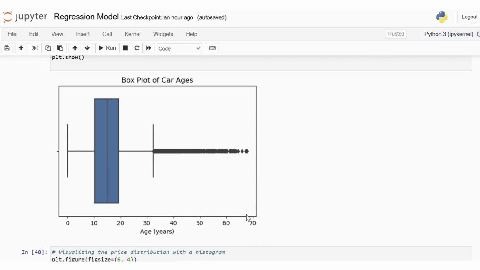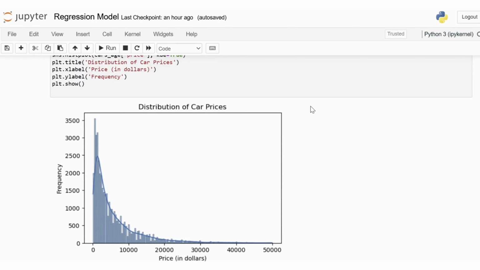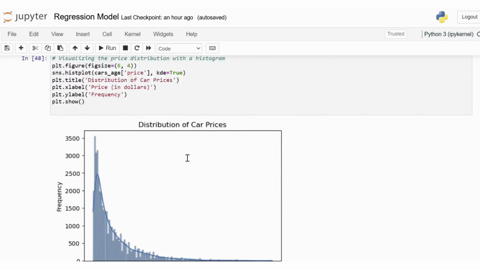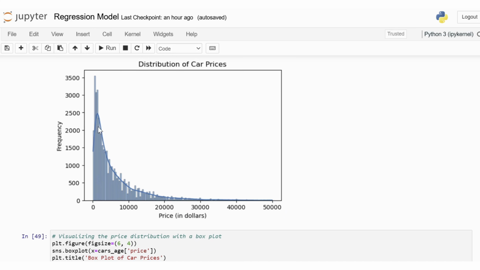Now, let's take a look at the histogram for the price variable. This type of plot helps us understand the distribution of car prices in our dataset. So here each bar represents the frequency, the count of car prices within a certain range. And the smooth curve over the bars represents the probability density of the car prices, giving us a clearer view of the distribution. The x-axis represents the price of cars in dollars, ranging from 0 to 50,000.